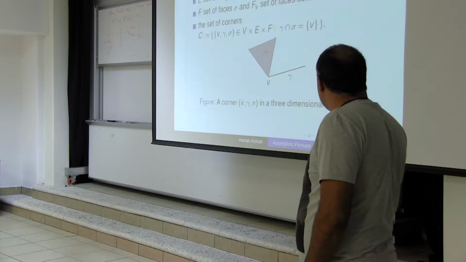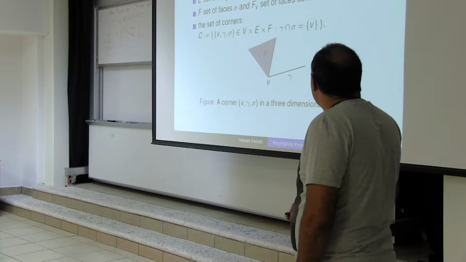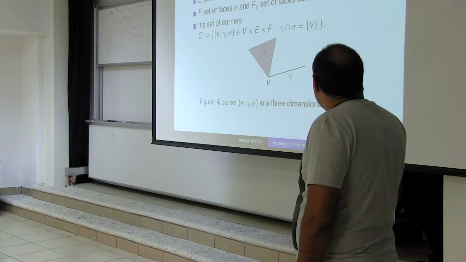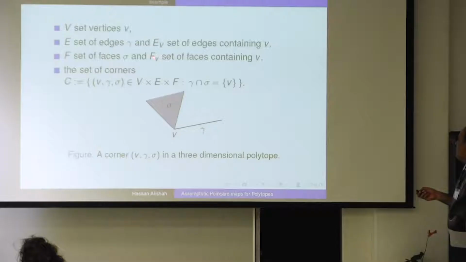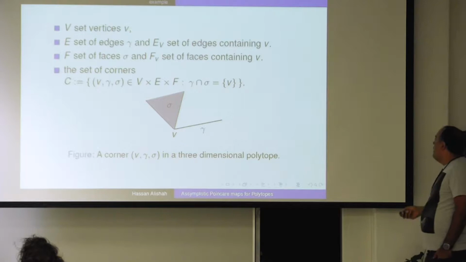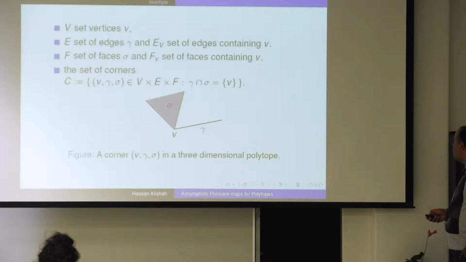Just some notation: V is the set of vertices, E the edges, and F the faces, and F_V denotes all the faces that contain the vertex V. By a corner I mean, for example, in a three-dimensional polytope, a vertex where there is only one edge exiting.